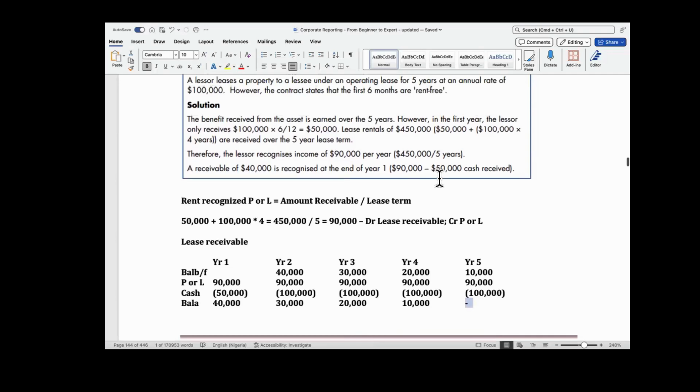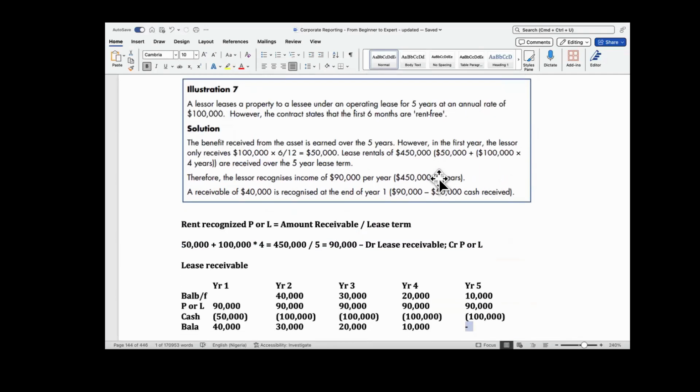See, the core of operating leases is not always more than this. It's never more than this. But you need to be able to understand that what you will be recognizing in P&L most times will be different from what you will receive. So there might be a lease receivable somewhere that you need to recognize at the end of the year as an asset. Okay, so that is all for lessor accounting.